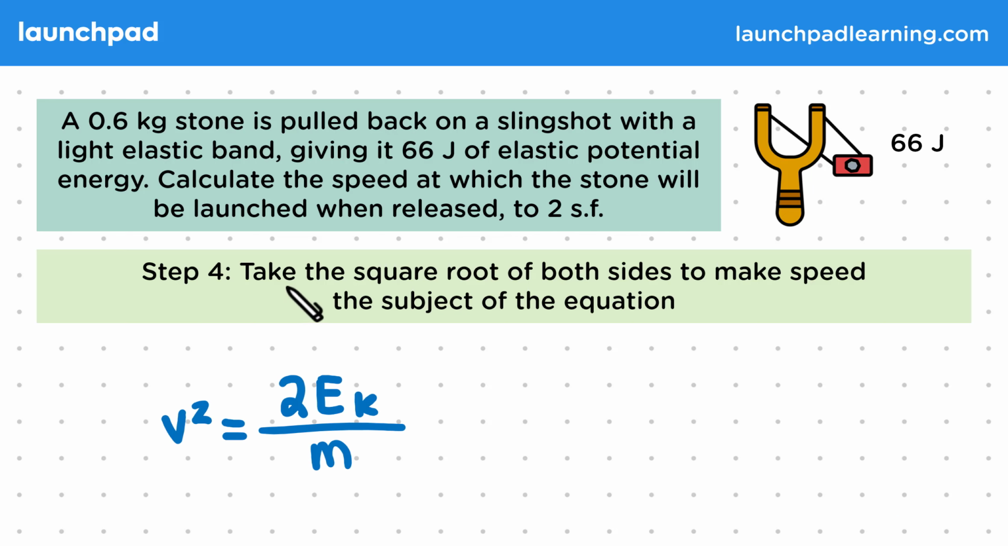For step 4, let's take the square root of both sides to make speed the subject of the equation. So it was important to bring v squared to one side first, as we must take the square root of the whole side, not just one term. So v is equal to the square root of 2EK divided by m.